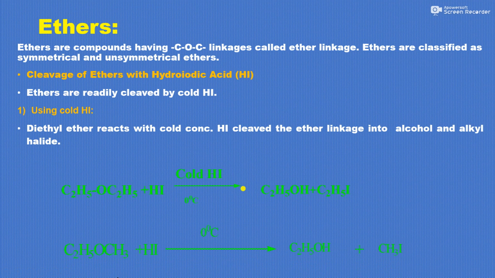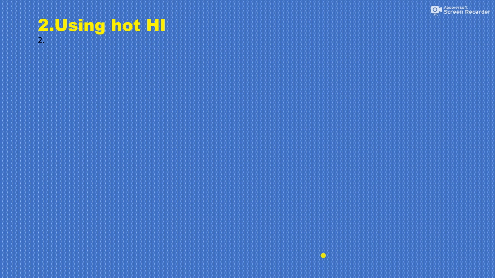So this is an unsymmetrical ether. The first ether, diethyl ether, was a symmetrical ether because both sides have the same group. But this compound has an ethyl group on the left hand side and a methyl group on the right hand side. Therefore, it is an unsymmetrical ether. This unsymmetrical ether, when reacted with hydroiodic acid at 0 degrees Celsius, gives ethanol and methyl iodide. So this is the reaction at cold condition.